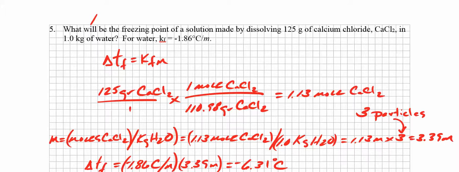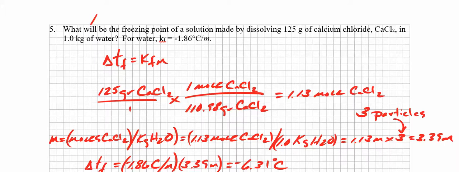So what we're going to do now is determine the number of moles of CaCl2 we've got. So we're going to say 125 grams of CaCl2 divided by, check me on your periodic table and calculator with this one, 110.98 grams of CaCl2. When I divide those, I get 1.13 moles of calcium chloride.